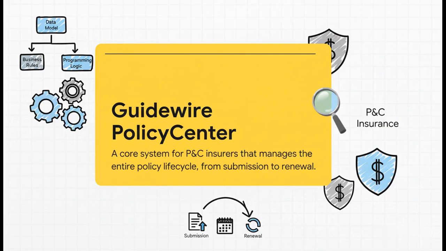So what is it exactly? Well, at its heart, PolicyCenter is pretty much the central nervous system for an insurer. It's not just some big database for storing stuff, it's a complete platform that handles the entire life of a policy. From the second a customer asks for a quote, all the way through every renewal, every little change, for years and years down the line.